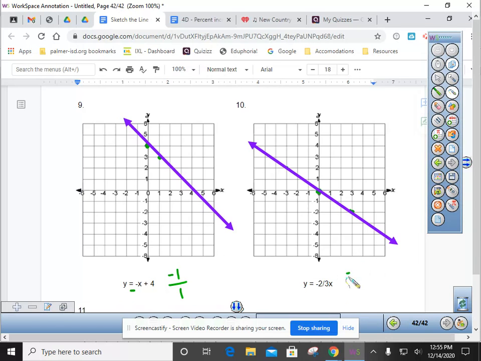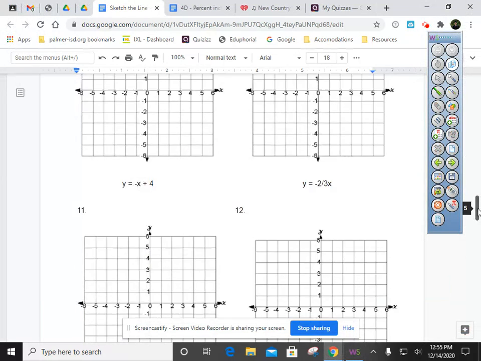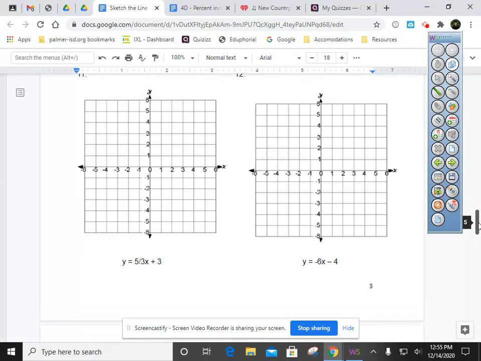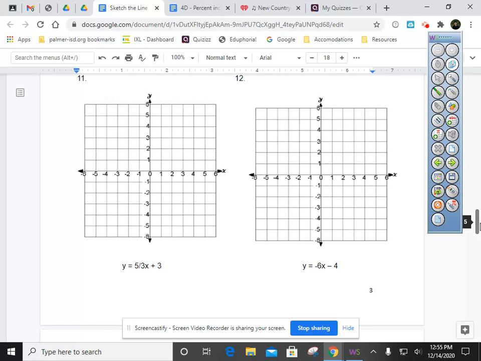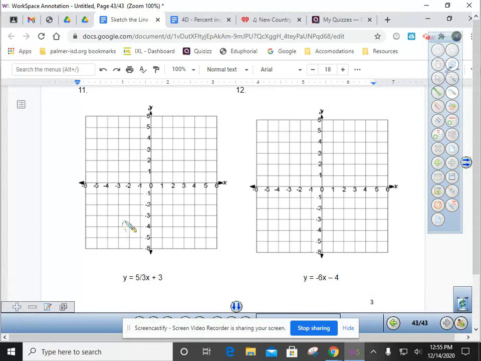And this is -2/3. It'll be plus 0, right? So your y-intercept is 0. Awesome. Number 11. What's the y-intercept? And the slope is 5/3.